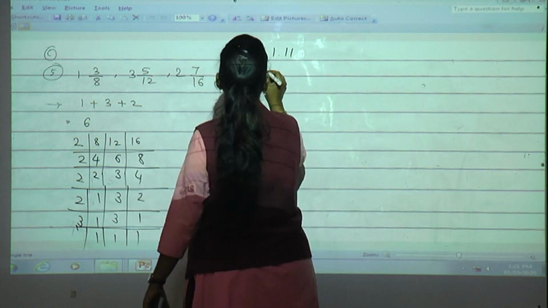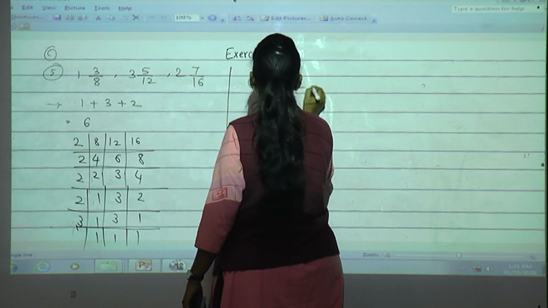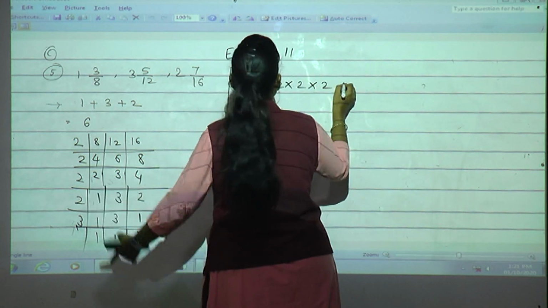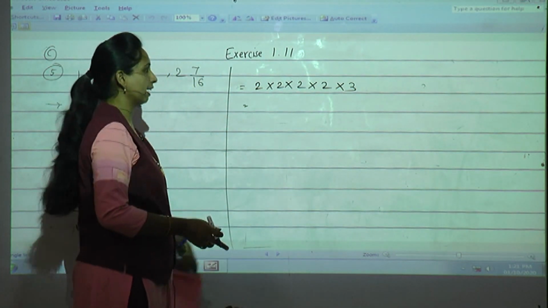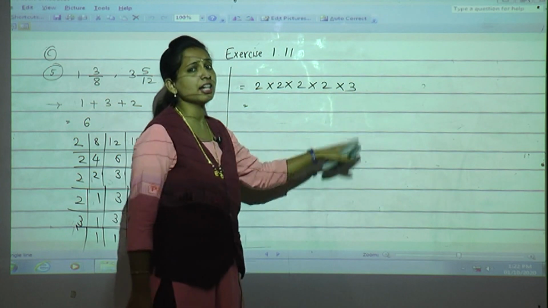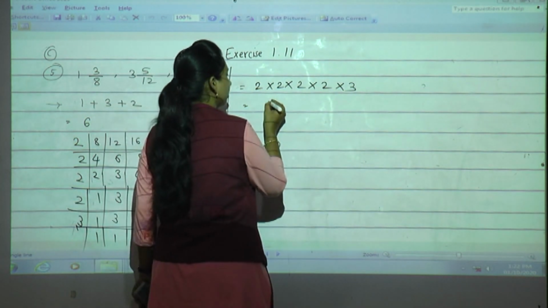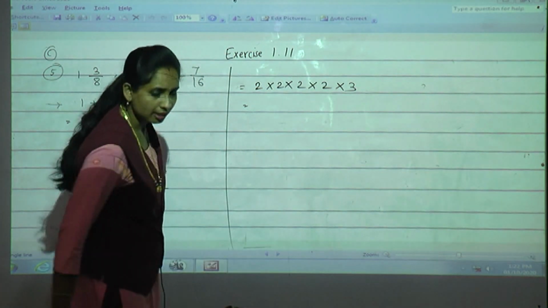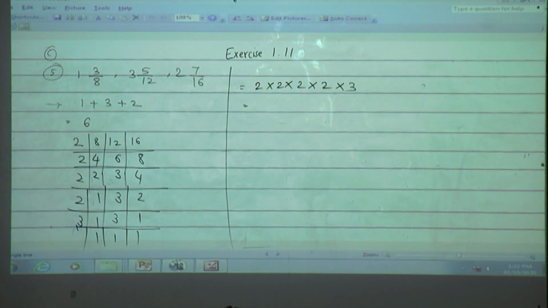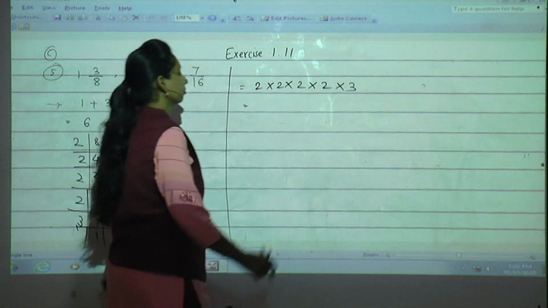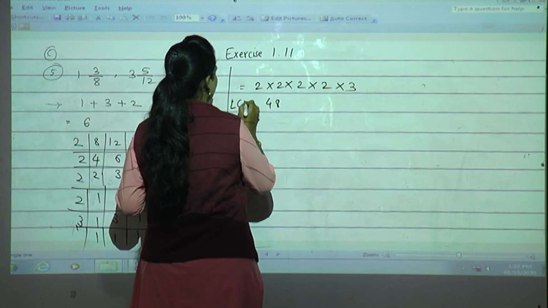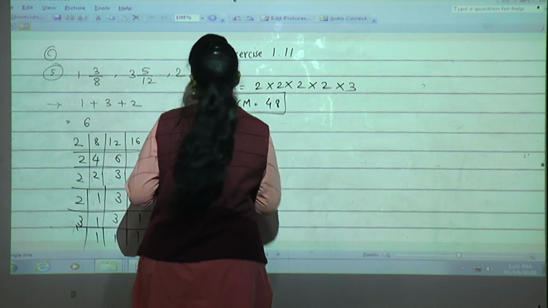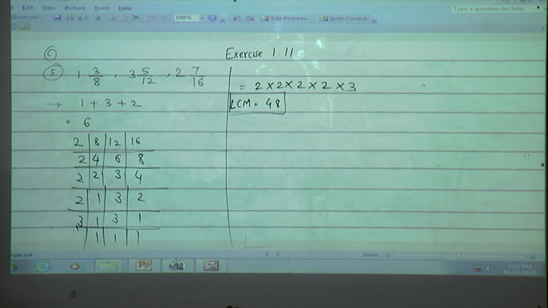See the next step. 2 multiplied by 2 multiplied by 2 multiplied by 2 multiplied by 3. 2 2s are 4, 4 2s are 8, 8 2s are 16, 16 3s are, yes, 48. Is it correct? Tell me. Yes students, 48, isn't it? So 48 is the LCM of 8, 12 and 16.